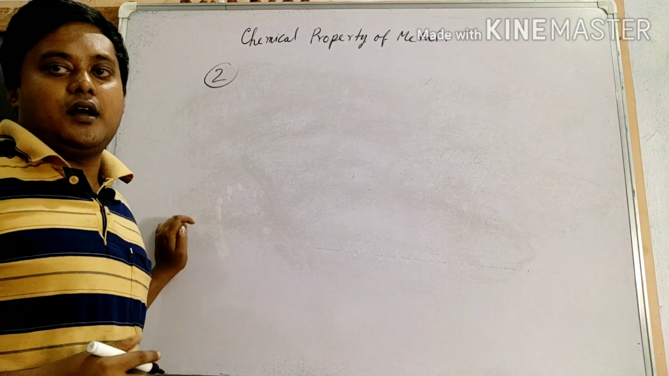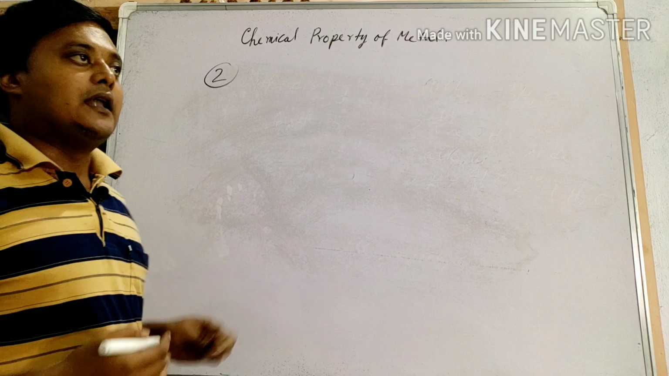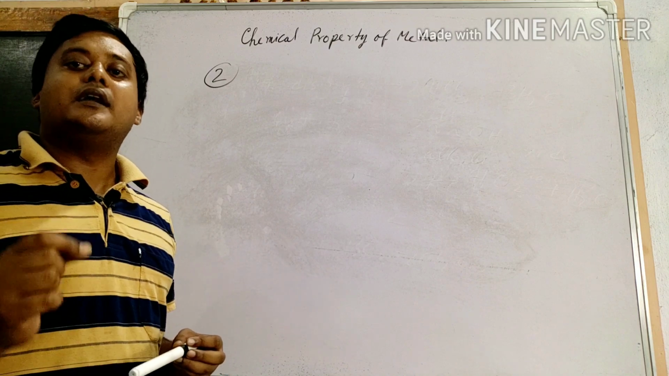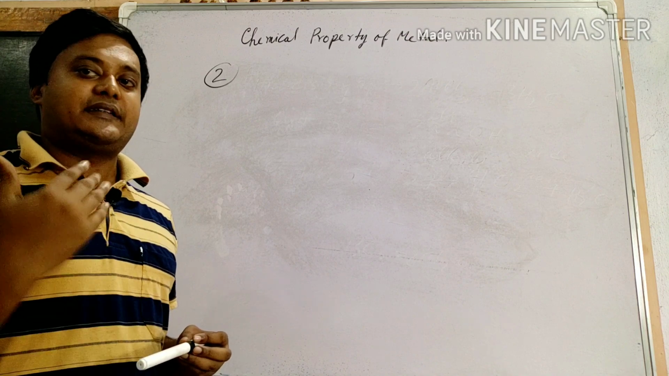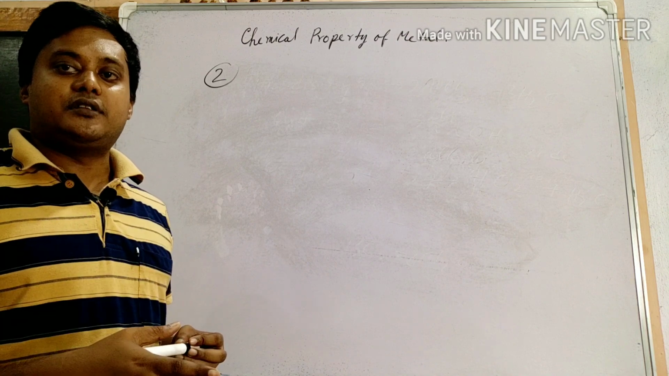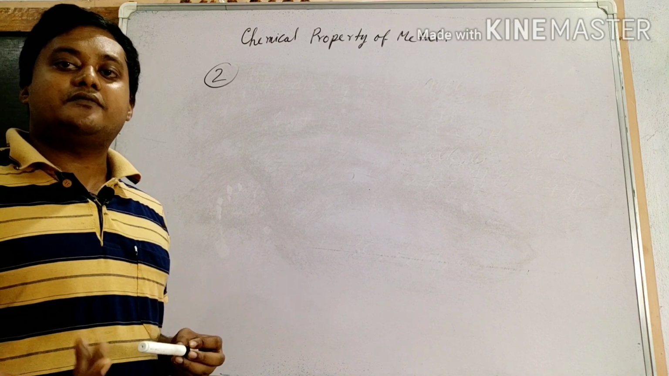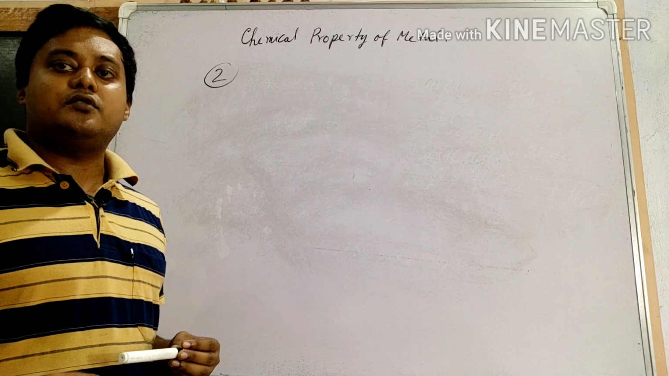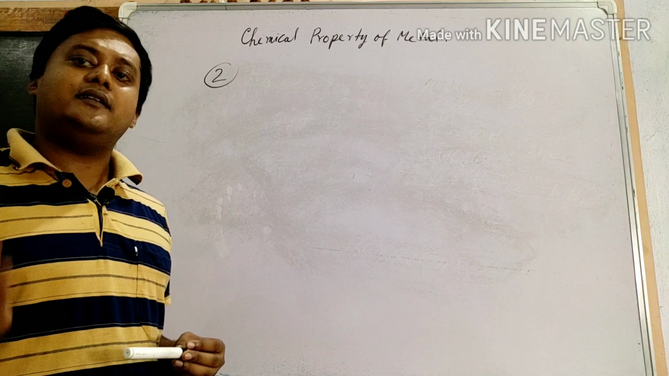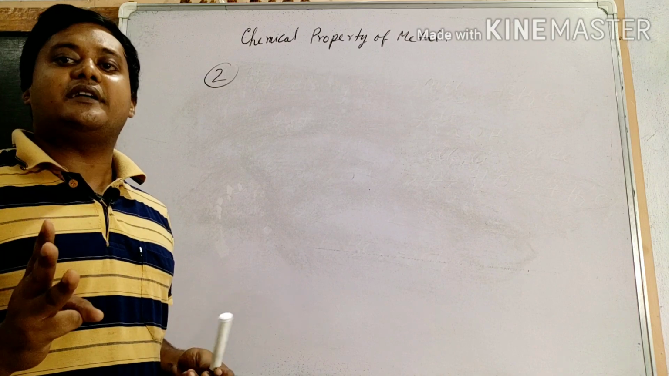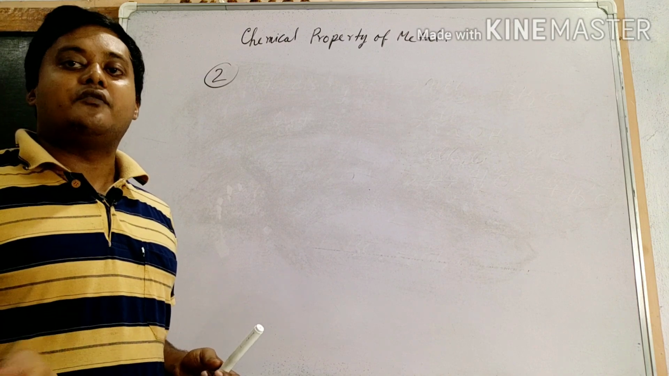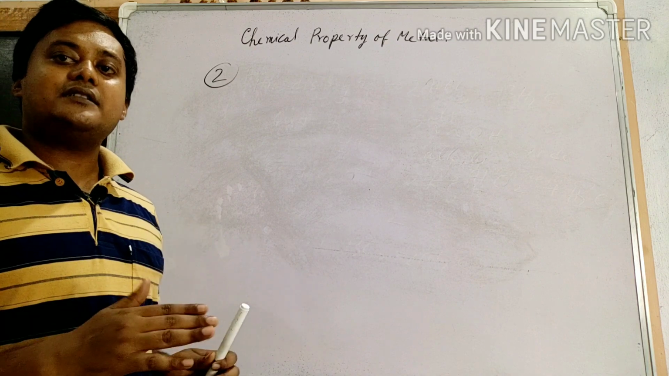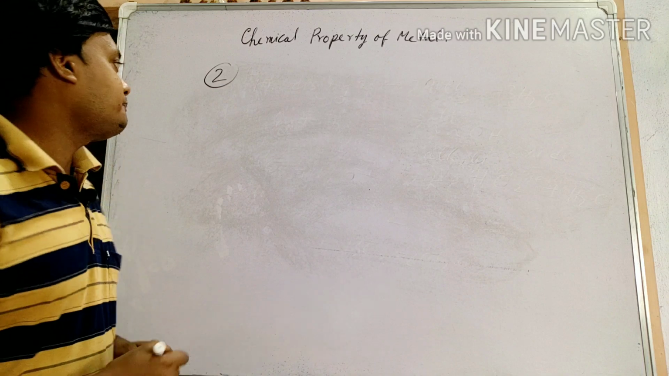Reaction with water. How does metal react with water? Highly reactive metals like sodium, potassium, calcium react with water to form metal hydroxide and hydrogen. But for other active metals like aluminium, iron, magnesium, we will get metal oxide and hydrogen. So only for 3 metals we will get metal hydroxide. For other active metals we will get metal oxide, and in all cases hydrogen will be the product.